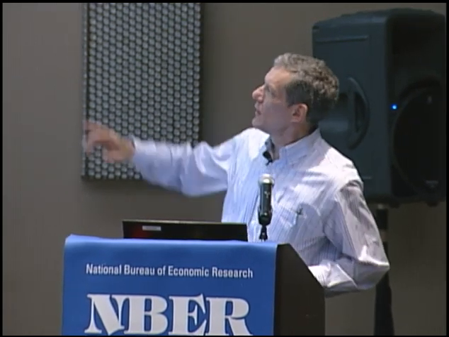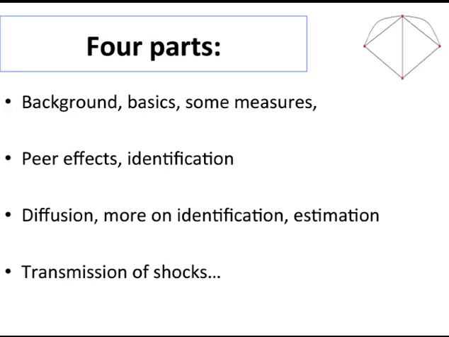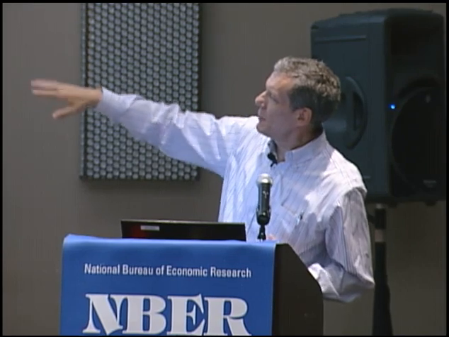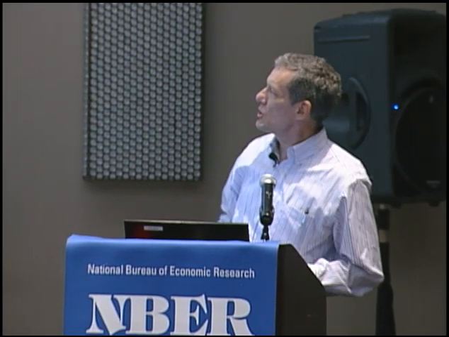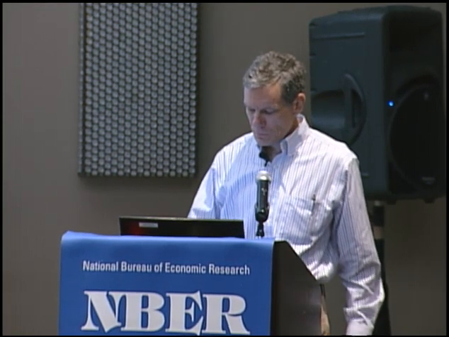Okay, so four parts. I'll be doing the first and the third, Daron the second and the fourth. The first one's just going to be very basics, some measures. How do we operationalize networks in ways that are useful? Then Daron's going to talk a little bit about peer effects and identification issues. Then I'll come back into talking about diffusion and more on identification issues and some estimation problems and challenges in working with networks. And then Daron will wrap things up by talking more generally about how we can understand transmission of shocks and other kinds of things through economies using networks as a tool.